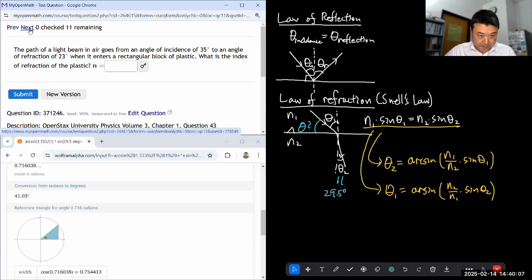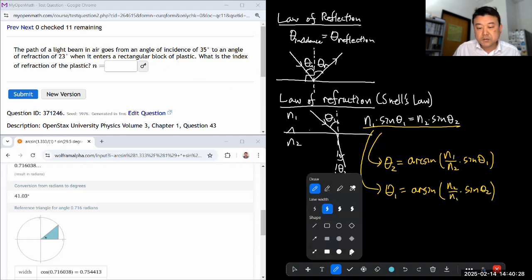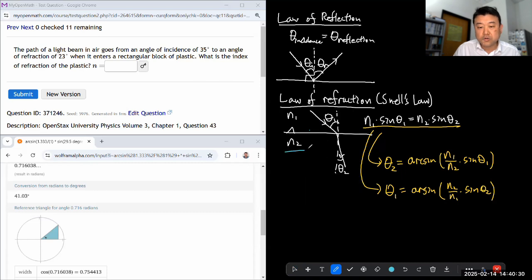The path of a light beam in air goes from an angle of incidence of 35 degrees. Oh, wait, this is different. They're actually giving me both angles. They're giving me both the theta 1 incidence and theta 2, 30 degrees. They told me air, so they gave me N1. And so the only thing they haven't told us is N2 and they're asking for that. So I gotta solve this for N2.